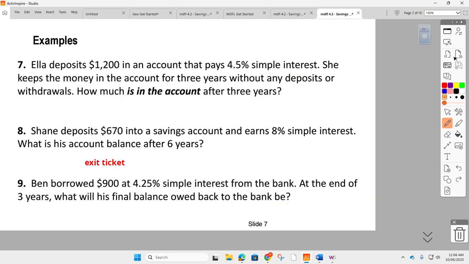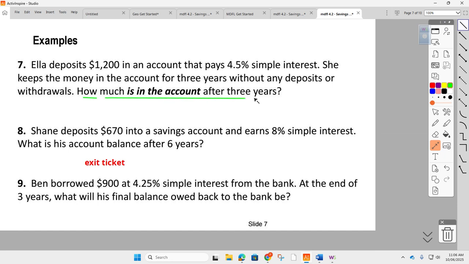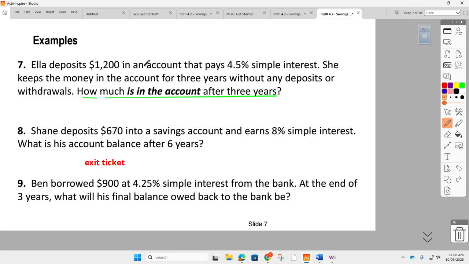All right, we've been looking for interest. Look at the question here. How much money is in the account after 3 years? That's a different question we're answering. Ella deposits $1,200 in an account that pays 4.5% simple interest. She keeps the money in the account for 3 years without any deposits or withdrawals. How much is in the account after 3 years?